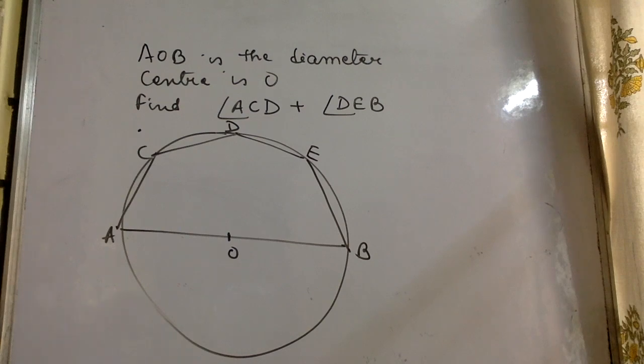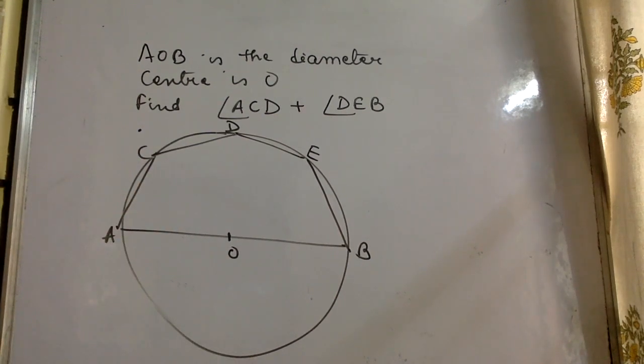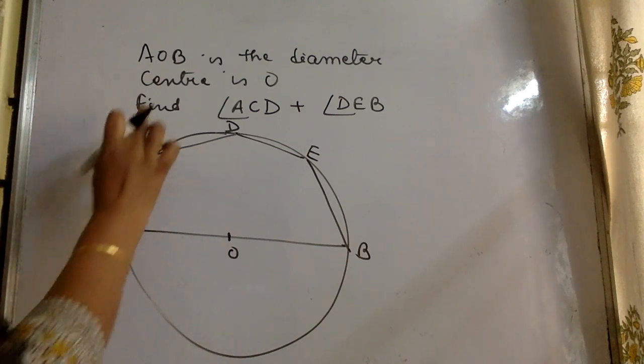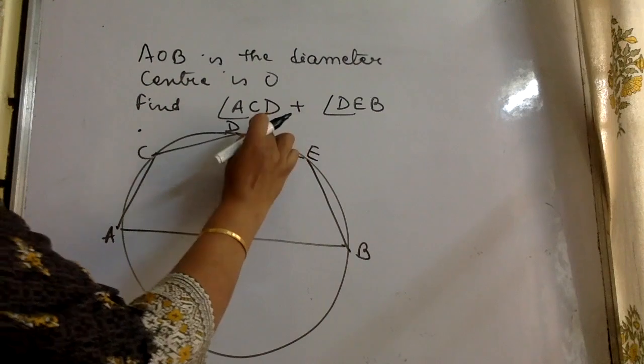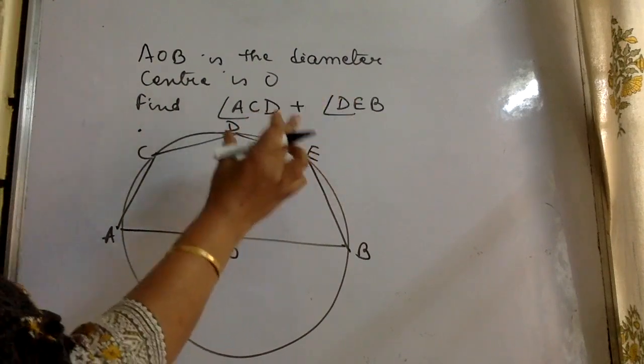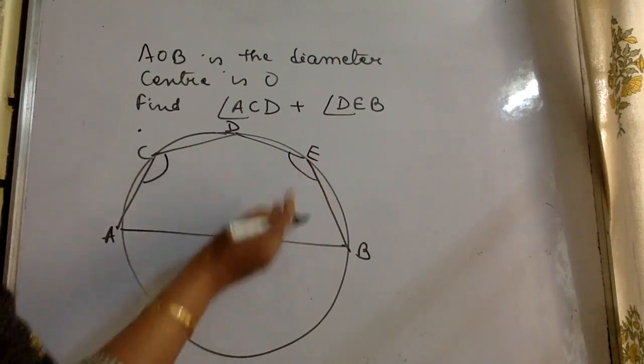So this is the sum. This is the first question where we have a circle with AOB as the diameter, and O is the center of the circle. They are asking us to find the sum total of these two angles. Now which are these two? ACD plus DEB. Okay, these two angles.